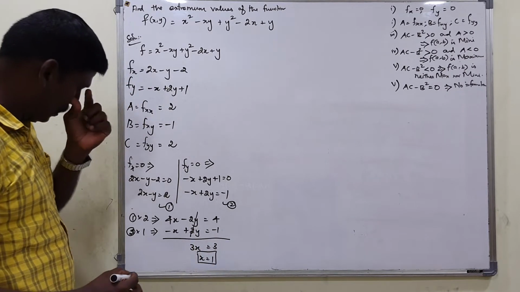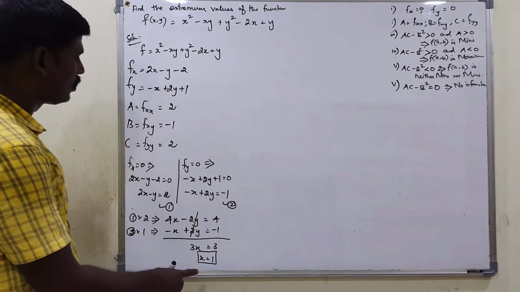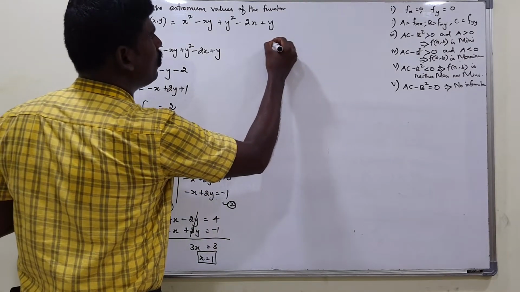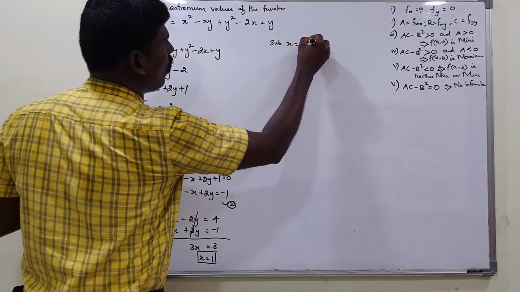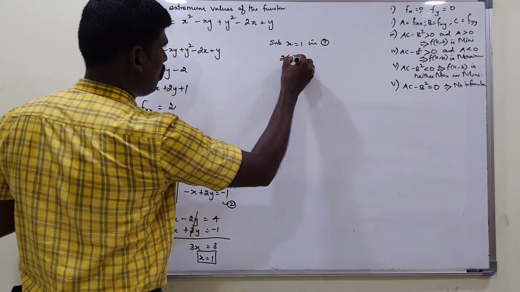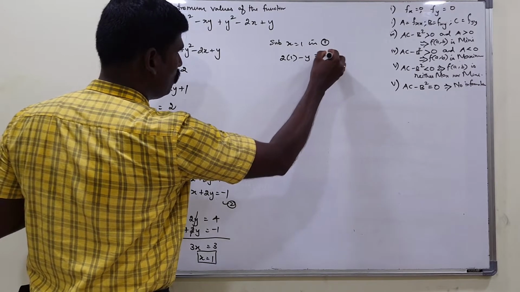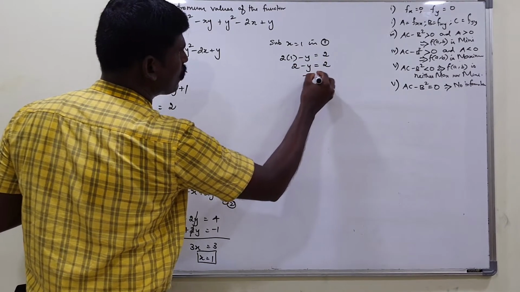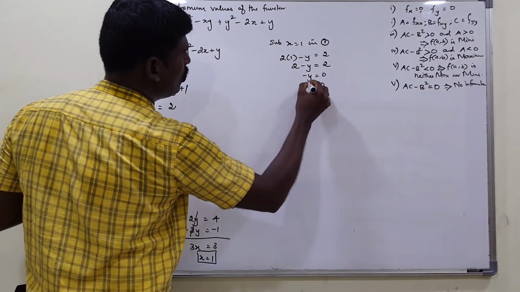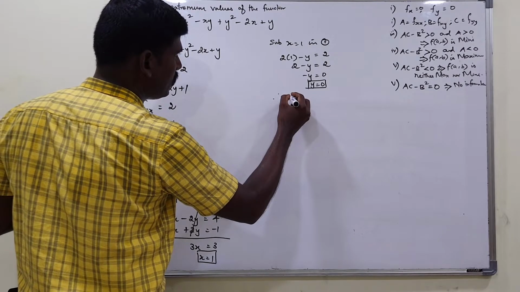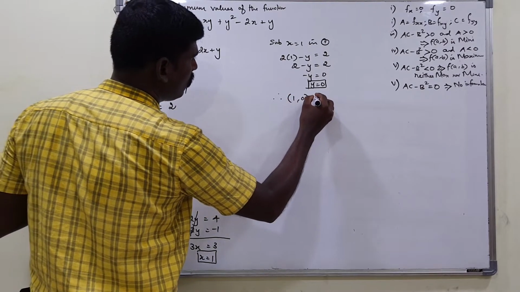Right. Substitute this value of x equal to 1 in any one of the two equations. Substitute x equal to 1 in 1. What you will get? 2 into 1 minus y equal to 2. So minus y equal to 2 minus 2, minus y equal to 0. So y equal to 0. Therefore, the stationary point is (1, 0).